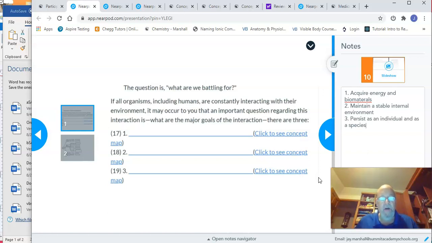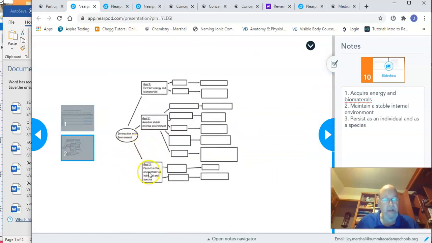And these three goals, I can scroll down here and see how they fit into this diagram. Goal 1, extract energy and biomaterials. Goal 2, maintain stable internal environment. Goal 3, persist in the environment as an individual and as a species. These three goals cover everything. This is all inclusive. There's nothing that will help make my interaction with the environment successful that's not part of these three goals. So when I say interaction with the environment, what are my goals of this interaction? These cover everything.